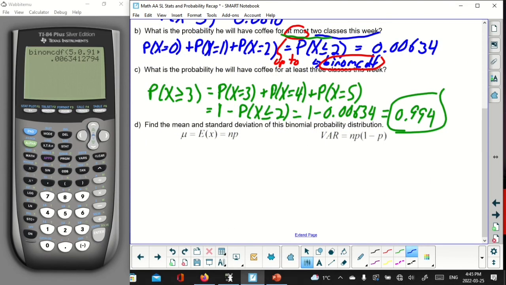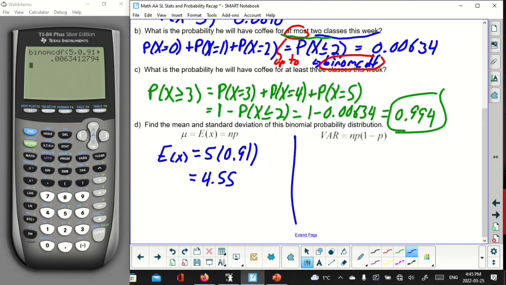You have another couple of pieces of information in your formula booklet about binomial distributions. One is the expected value, or the mean, is just n times p. So let's think about that. 5 times 0.91. We could multiply those two things together. We'll get 4.55. That means out of 5 classes, you expect Ian to have coffee at 4.55 of them. It's just the expected number that we'd run into. Of course, it means something a little weird when we talk about 0.55 of a class. We just follow the math.